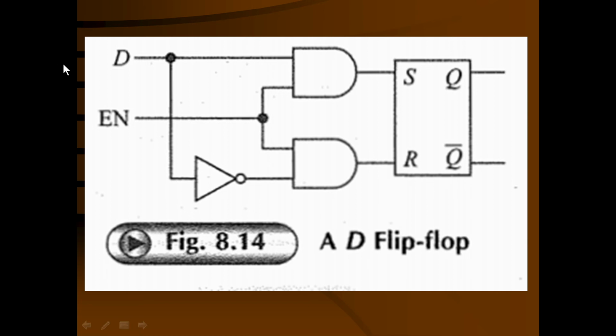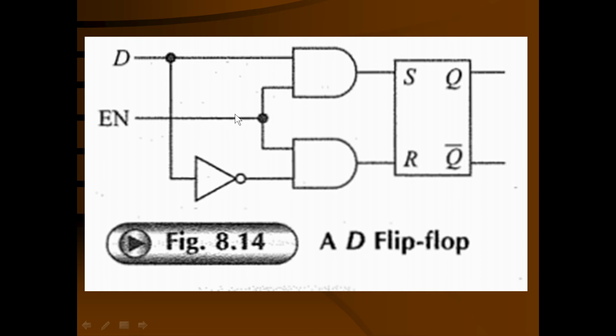Now what happens if the enable input is going to be low? One input of both the AND gates is going to be 0, and hence the output of both the AND gates is going to be 0, 0. That means S is going to be 0, R is going to be 0, the no change condition. The flip-flop retains the last value, whatever the previous value was stored, it will not be changing.